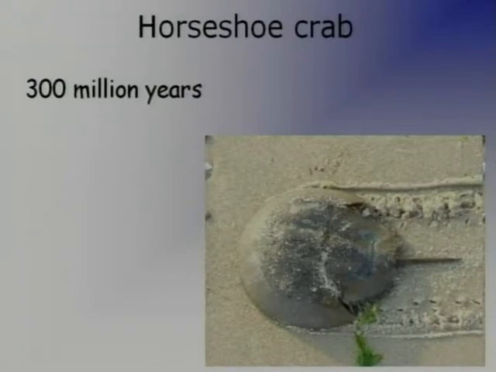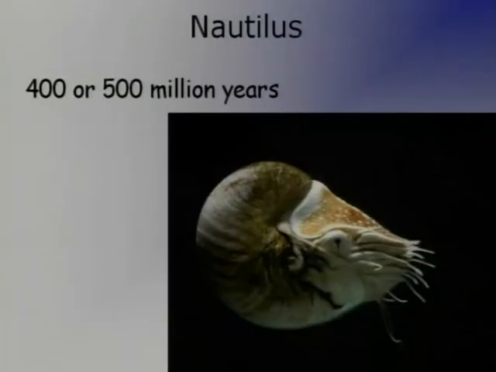Another one is the horseshoe crab. About 300 million years, the horseshoe crab has been around. It's not actually a crab. It's a bit like a crab, but biologically speaking, it's not a crab. It has 5 pairs of legs and 10 pairs of eyes, breathes through gills, but it's not a crab. But it's been around for about 300 million years. Then we have Nautilus, my favourite. Nautilus is a wonderful jet-propelled submarine, and they've been around for about 400 to 500 million years, essentially unchanged. There have been small changes, but basically it's the same creature.